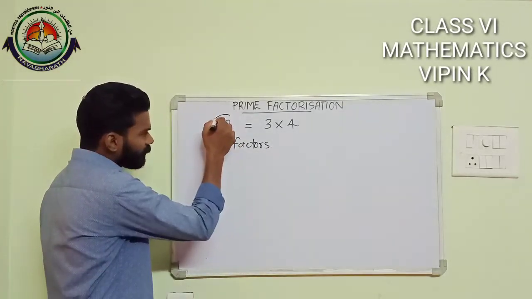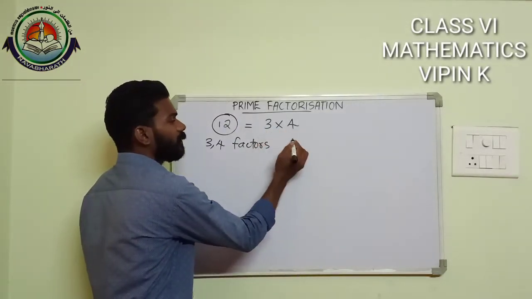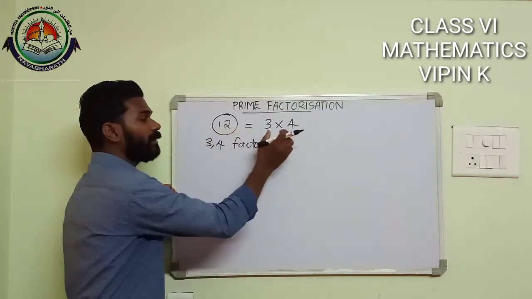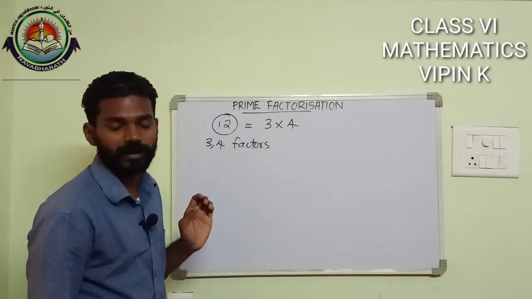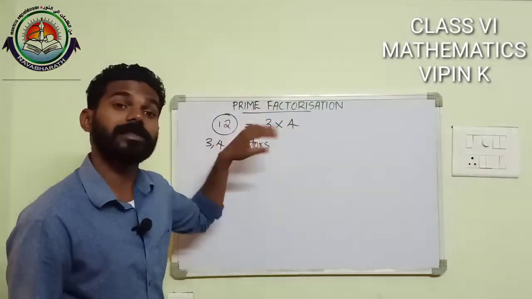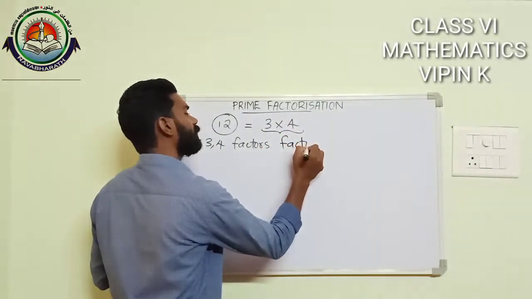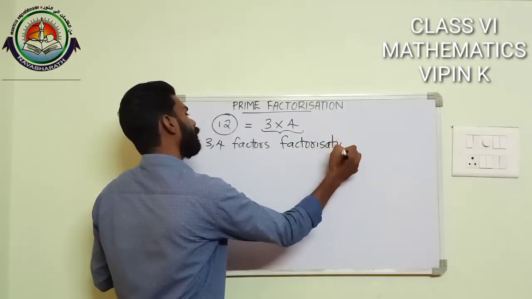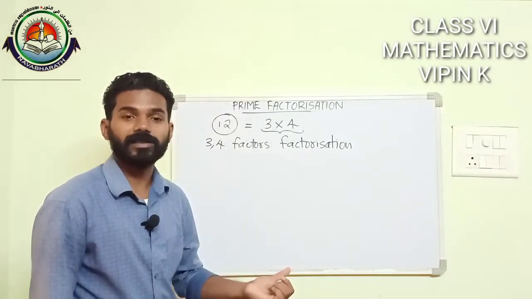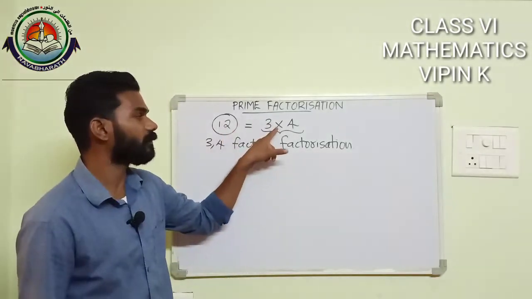So I just expressed this 12 as a product of its factors, or I can say I am just expressing a number in terms of its factors. Whenever we express a number in terms of its factors, that process is called factorization. So what is actually meant by factorization? Factorization is the representation or expressing of a number in terms of its factors.